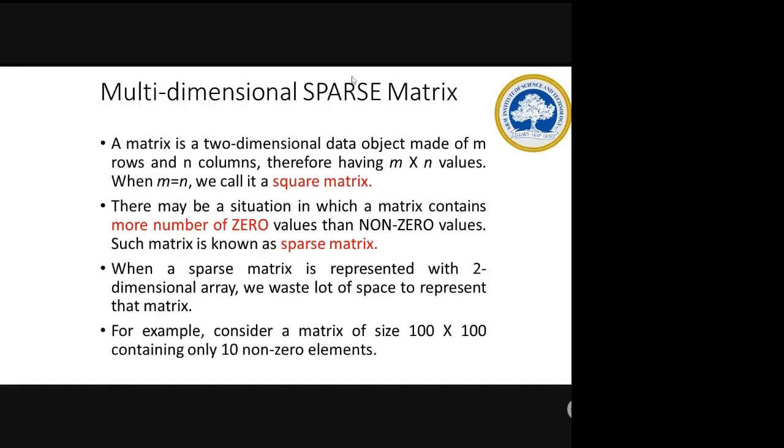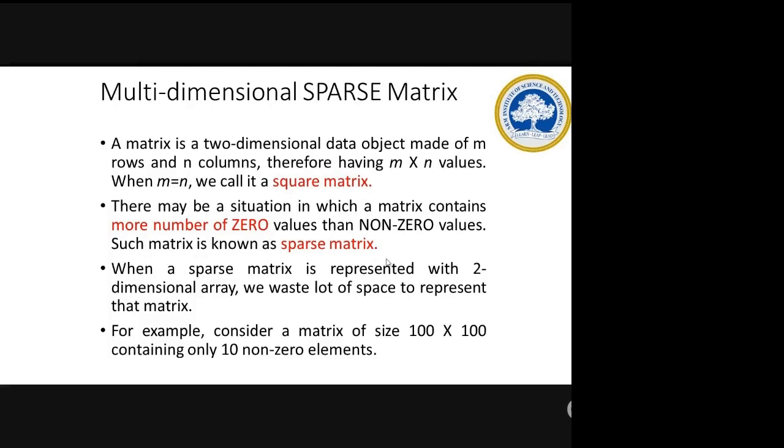Now we have to see an array-based matrix, which is an application of an array: the sparse matrix. I do not know how many of you are aware of this sparse matrix. So normally a matrix is 2-dimensional data. So you know that it is m into n values. When both m and n are equal, it becomes a square matrix. But what is called a sparse matrix? A square matrix is different. What is meant by sparse?